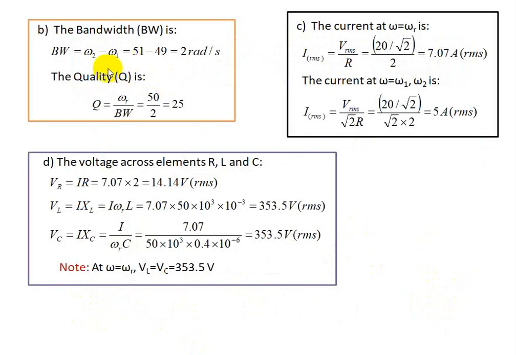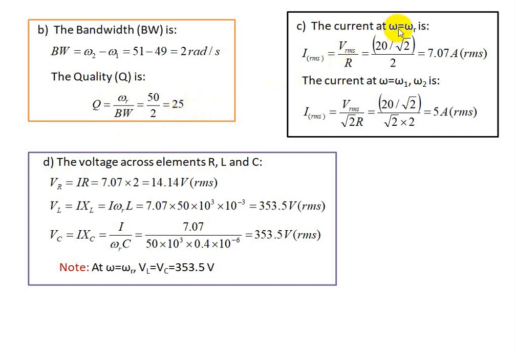Then coming to the bandwidth. Bandwidth is nothing but omega 2 minus omega 1. So we know omega 2 and omega 1, the difference is 2 kilo radians per second. This is the bandwidth. Coming to the quality factor, we know the relationship between quality factor and bandwidth. It is Q equal to omega R by bandwidth. So omega R is 50 kilo radians per second, divided by 2. So this will be equal to 25. The quality factor does not have any unit.